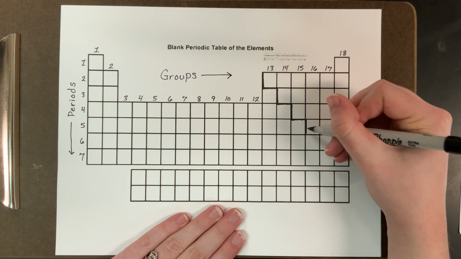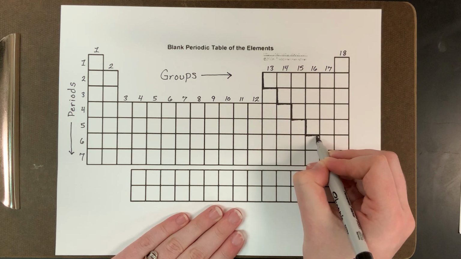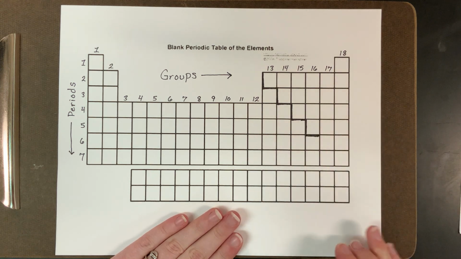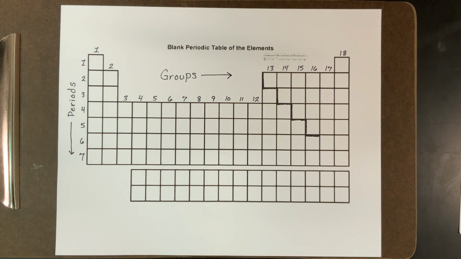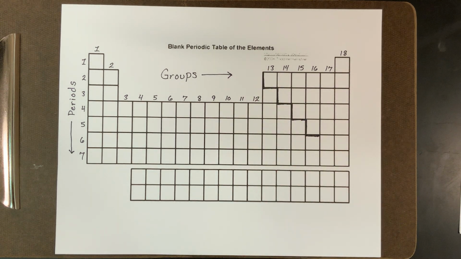The key thing right here is that you're just darkening this line. You don't want to make it too thick to cover up all of the information, but you definitely want it to be noticeable. And so now this part of the periodic table is going to stand out a lot more than the rest.